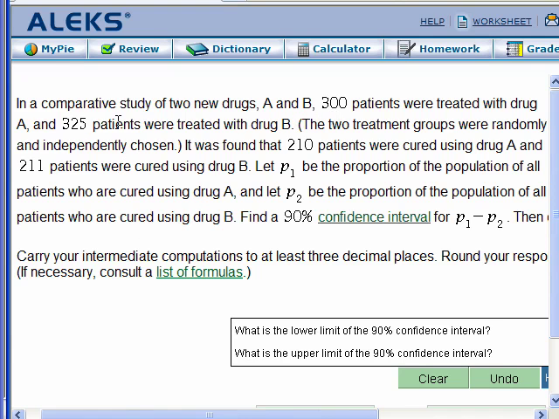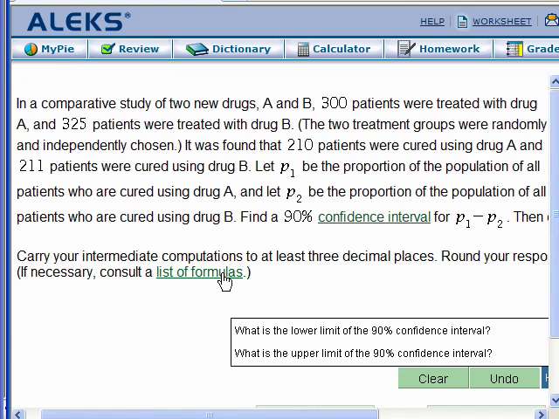300 patients were treated with drug A, 325 with drug B. The two treatments were randomly and independently chosen, and it was found that 210 patients were cured using drug A, and 211 for drug B. Let P1 be the proportion of the population of all patients cured using drug A, and P2 the proportion of the population of all patients cured using drug B. Find a 90% confidence interval for the difference of the two population proportions.